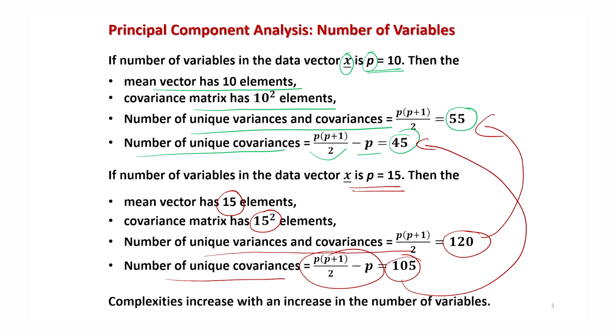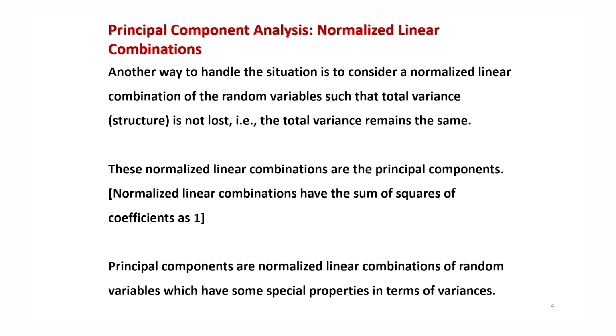Right. So once this number increases, then different types of complexities also enter, and they create other types of issues. So one way to handle the situation is to consider the normalized linear combination of the random variables such that the total variance is not lost. In simple words, the structure of the variability in the data is not lost. That is, the total variance remains the same.